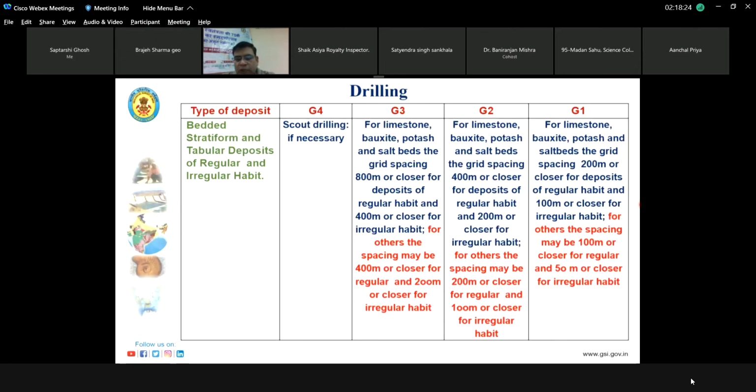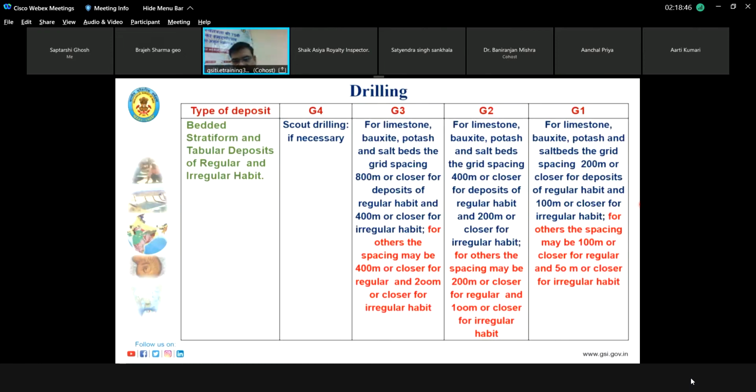In G1 it is 200 meters or closer for deposits of regular habit. I have written that it should not be more than 200 meters. Everywhere the maximum limit is 200 meters. Similarly, in G2 the maximum limit is 400 meters. We cannot put borehole spacing more than that.